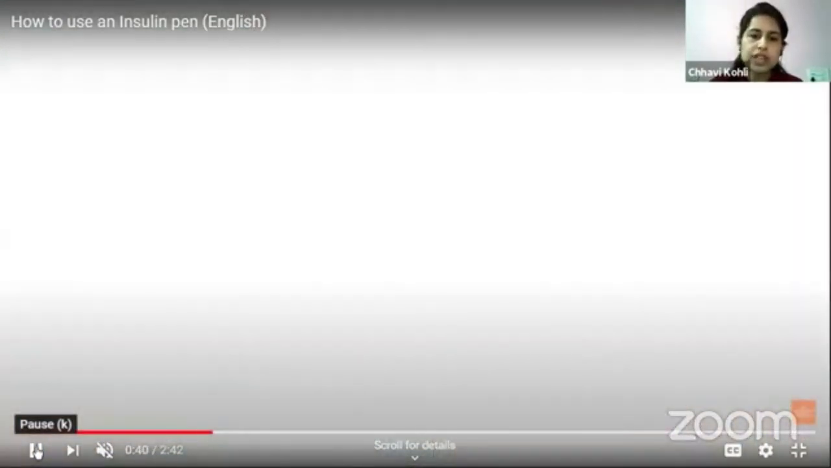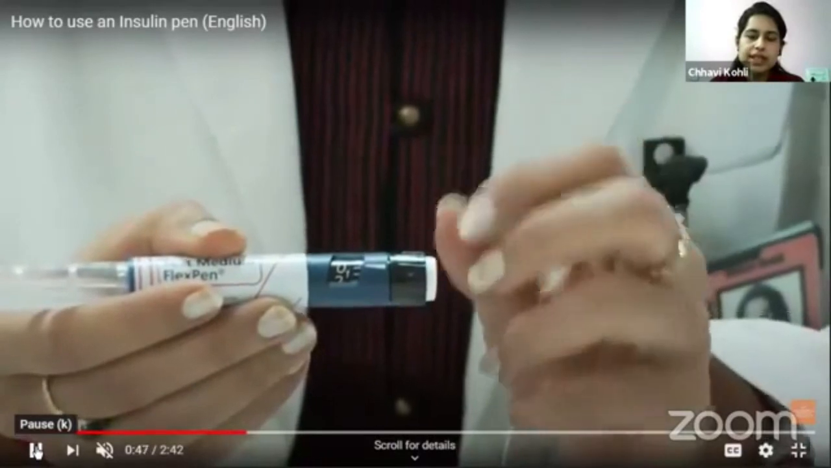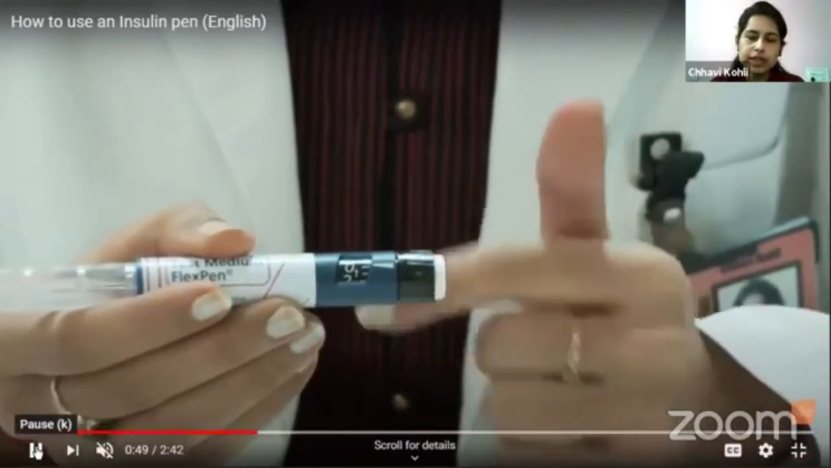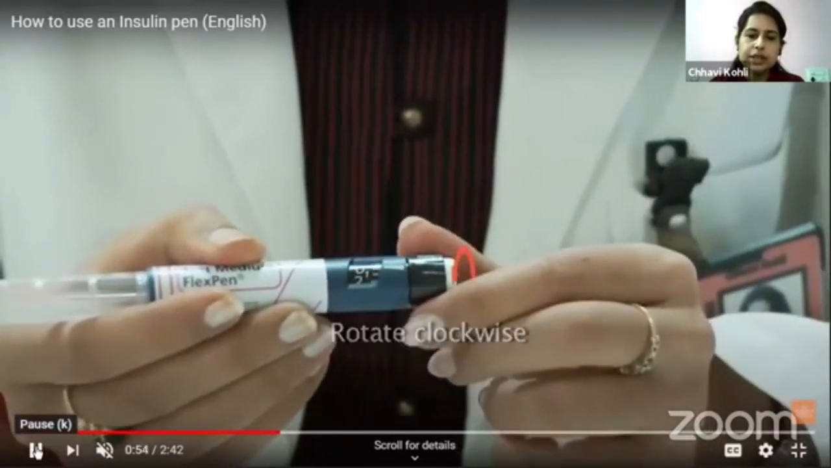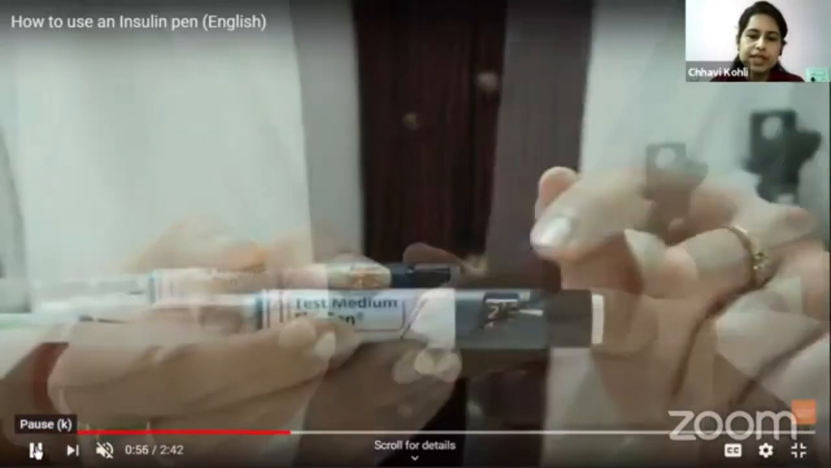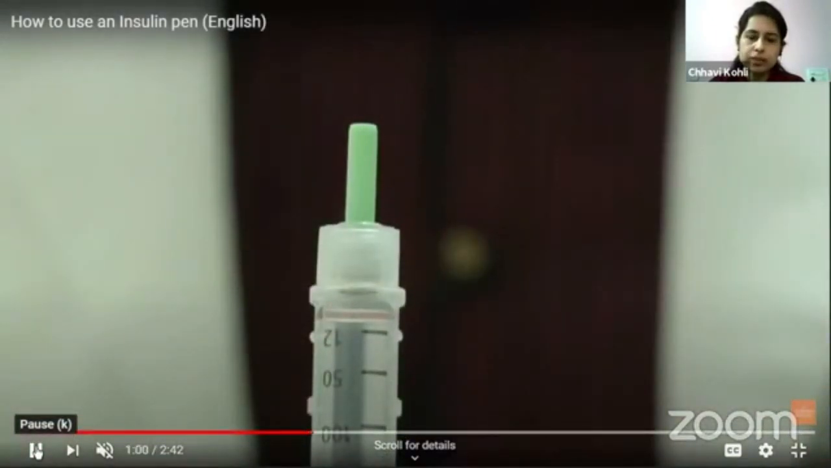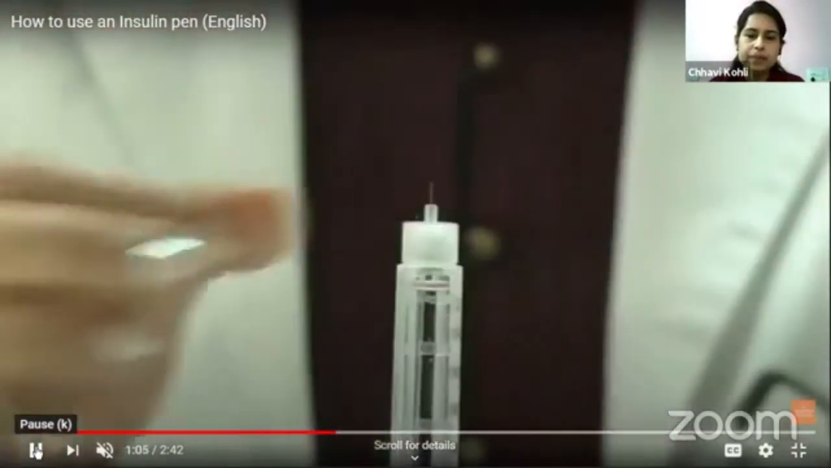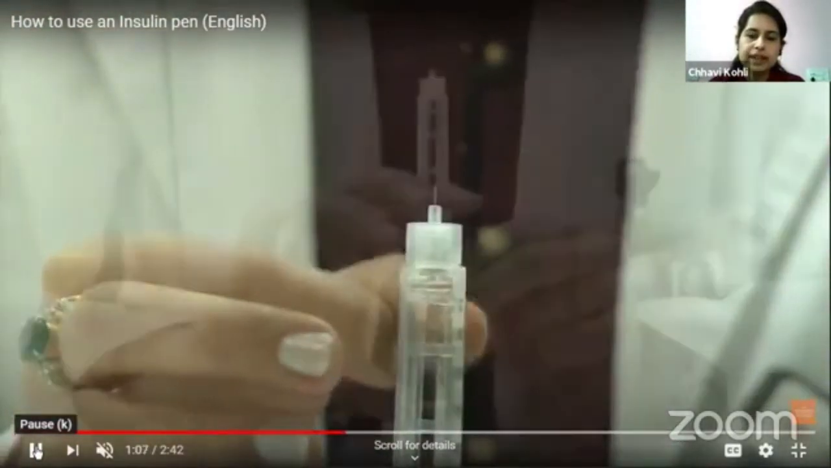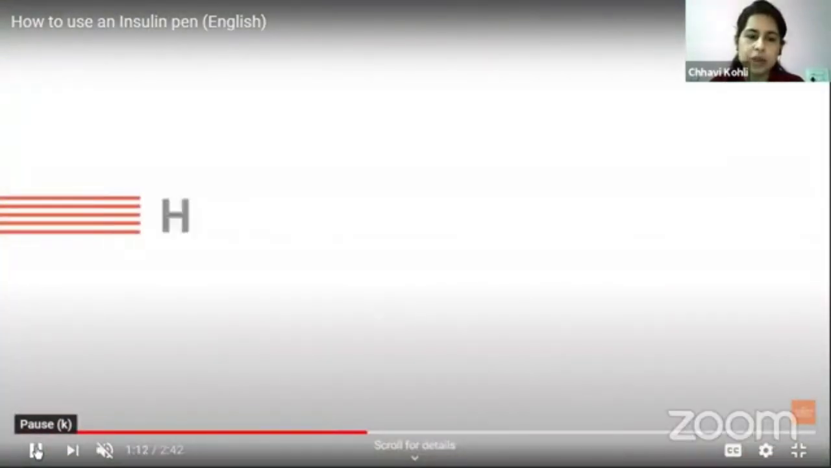Now before injecting insulin, it is important to prime the pen. To prime the pen, first set 2 units of insulin while rotating the dialer in the clockwise direction. See to it that the dose which is set comes in front of the white arrow. Then hold the pen with the needle facing upward and tap it slowly. And then press the plunger till you see the drops coming out.